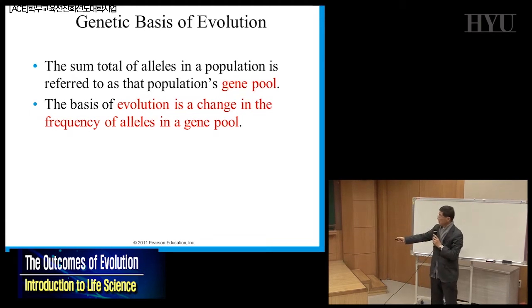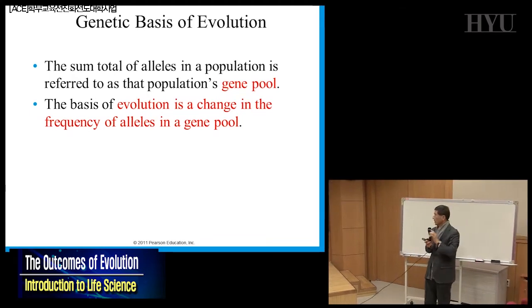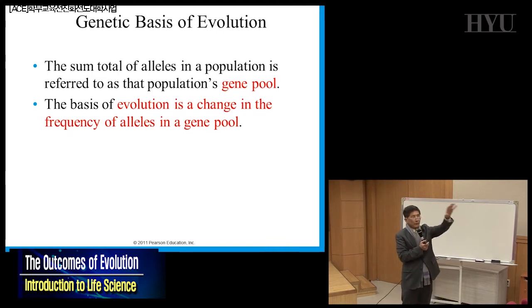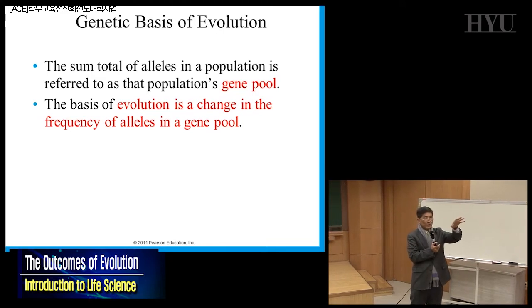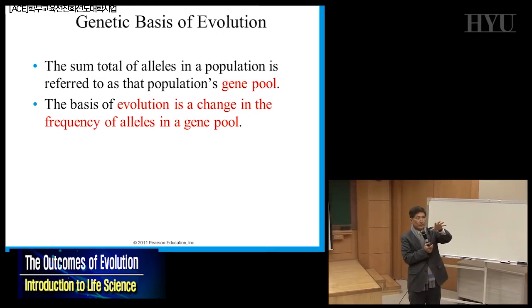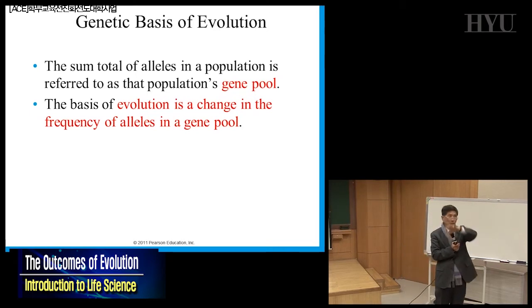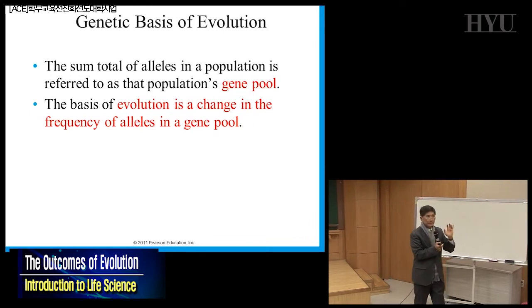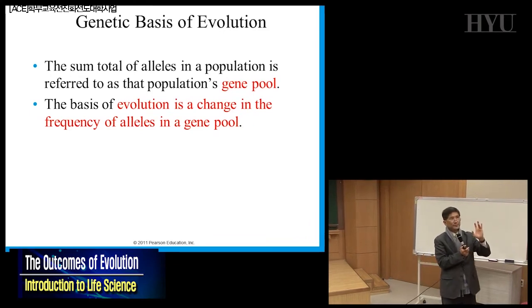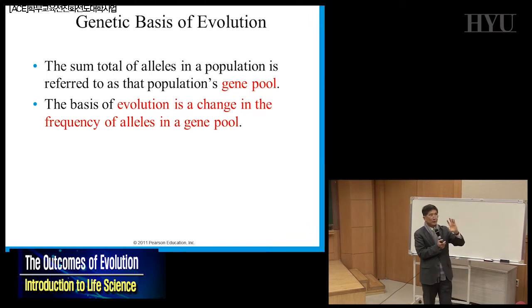So the basis of evolution is a change in the frequency of alleles in a gene pool. What do you mean by that? If the population is evolving, it means the frequency of alleles is changing. That's the concept of evolution in a population. Get it? It's a very important concept. If you don't understand, we can go one more time.